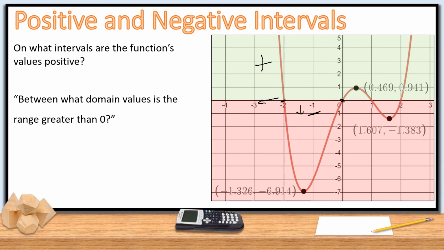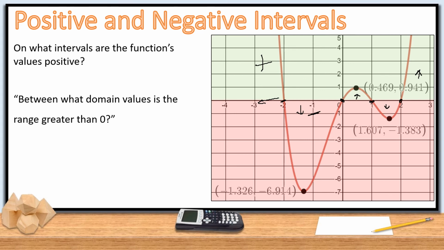Anything between 0 and 1, also positive. Anything between 1 and 2, negative. Anything from 2 plus is positive. That's it. And we're going to write these as intervals again, so practicing that interval notation.